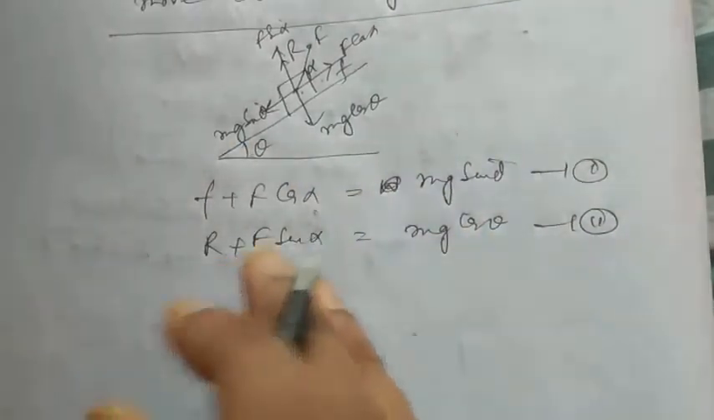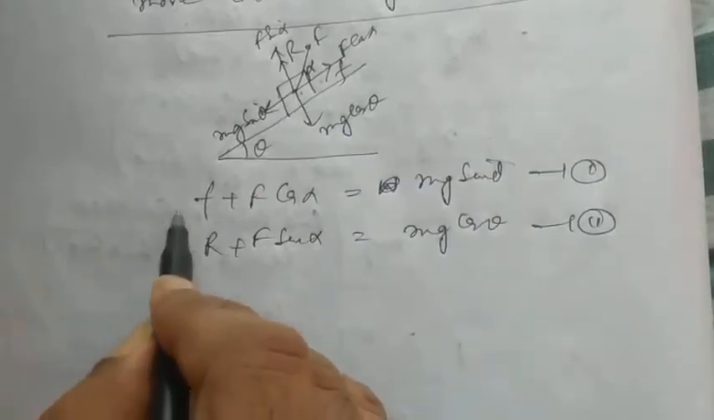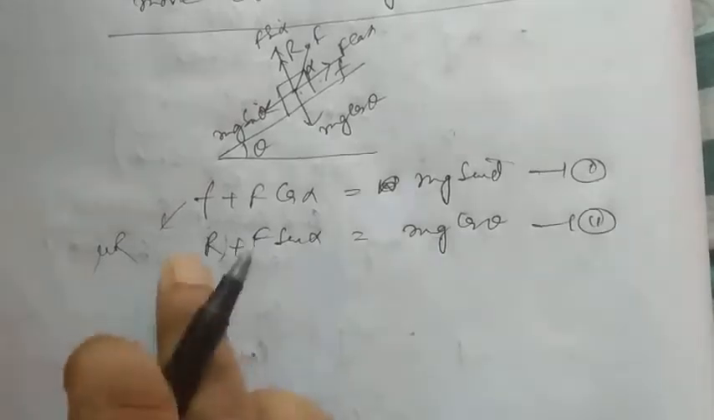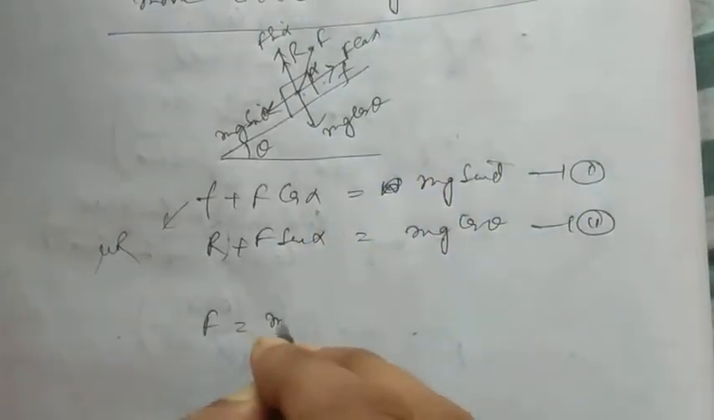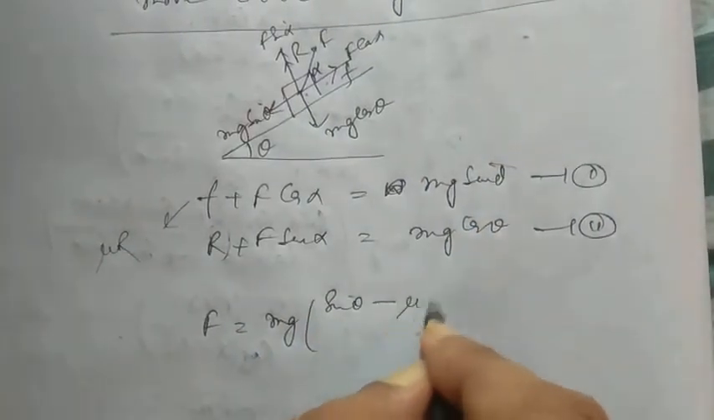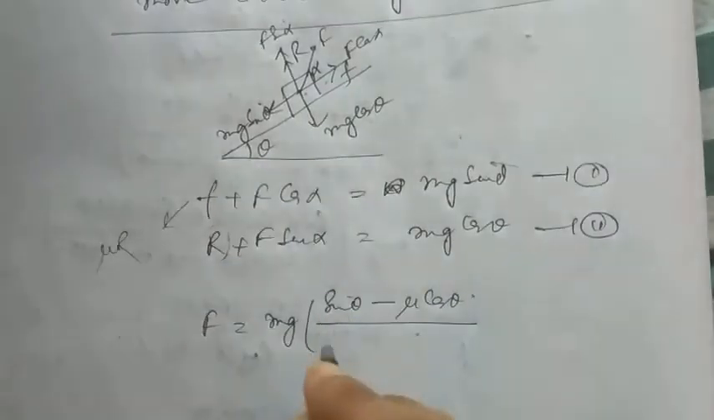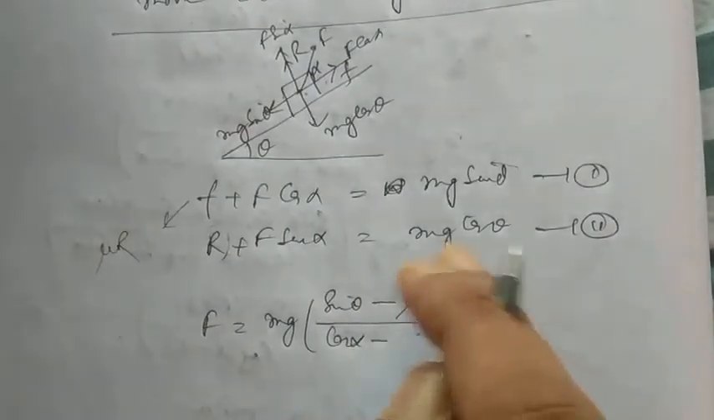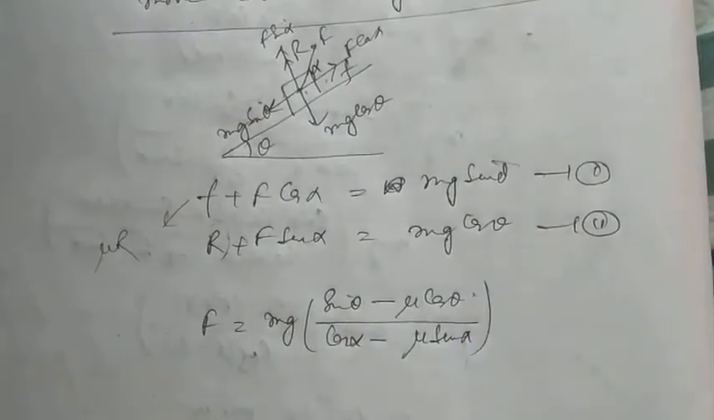So after doing one or two steps and bringing the value of F, you replace F by mu R, and the value of R from here into the first equation. We get the value of F as mg into sin theta minus mu cos theta divided by cos alpha minus mu sin alpha. This is the expression of F.